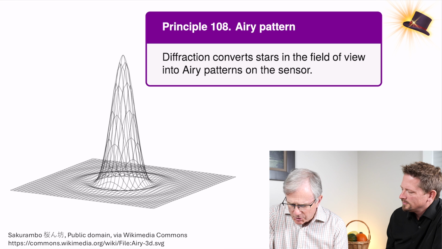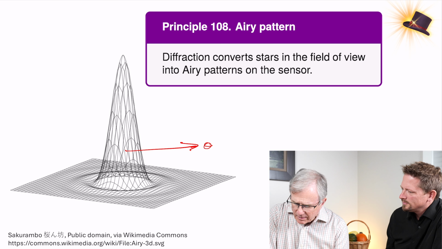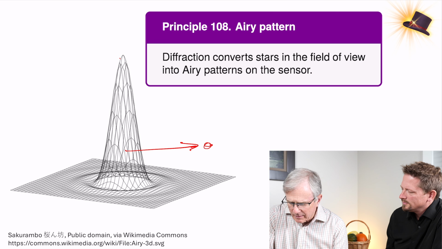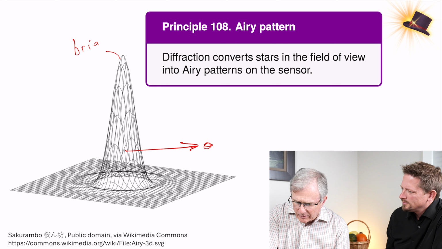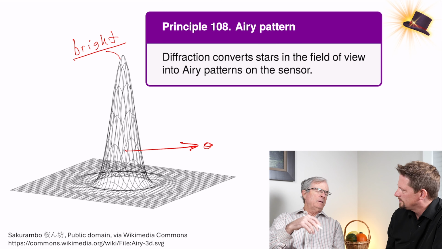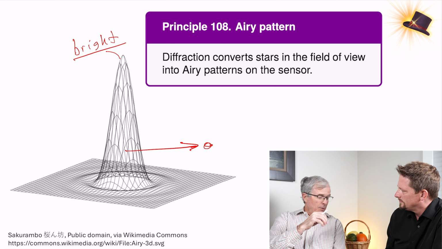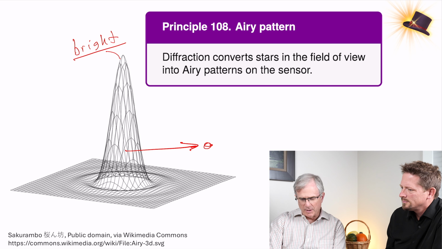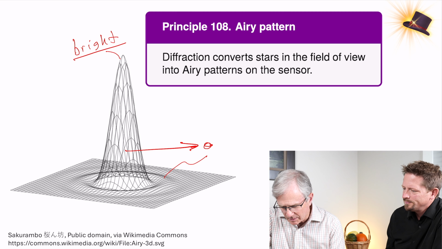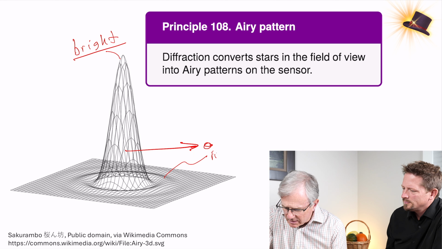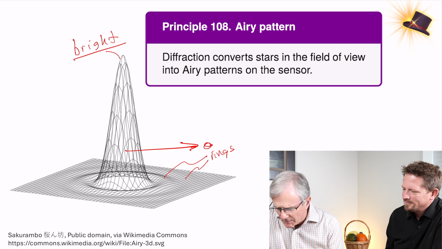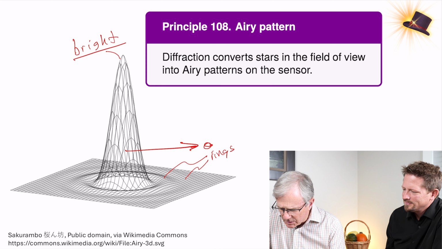Next I'm going to show you what this looks like in 3D. This is again the angle on the sky. You get really bright in the center. That's where the pinpoint would have been, where that bright spot is on the sensor. But then you see these diffraction rings. That's a cool graphic. It's really pretty. You can begin to see a small ring right around here.